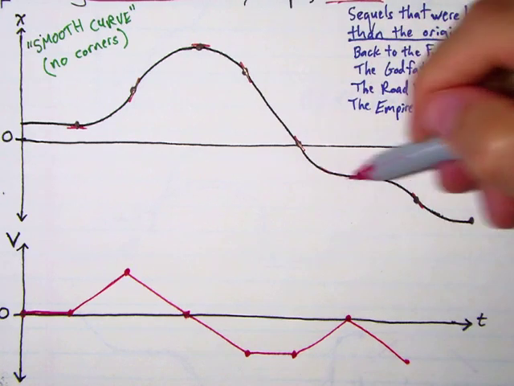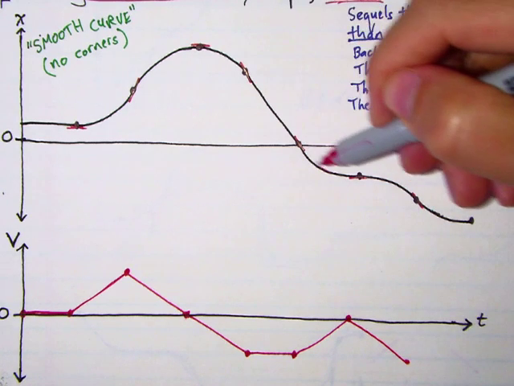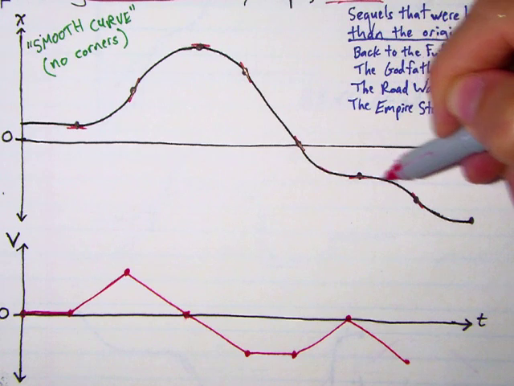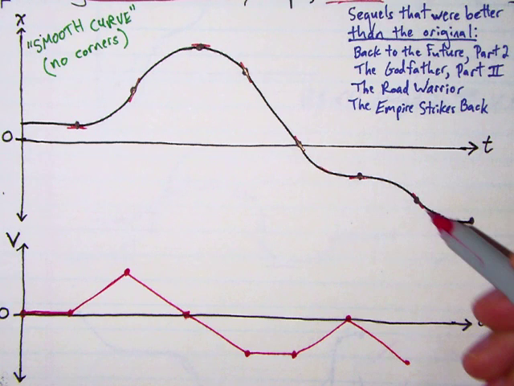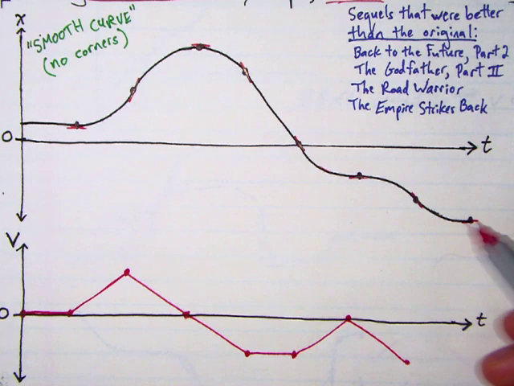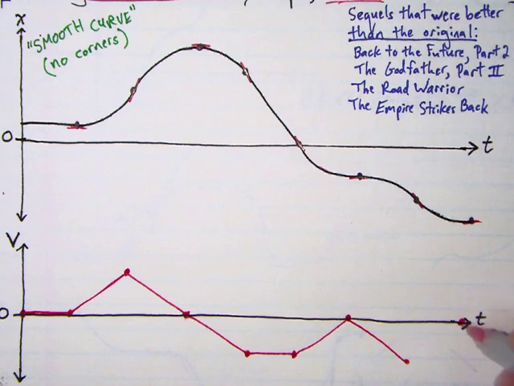So on this curve here, we see that we're slowing down to rest, but then speeding up again. Slowing down, but then speeding up again in the negative direction. And lastly, we're slowing down to come to rest right there, horizontal tangent. So we're at rest there at the end.